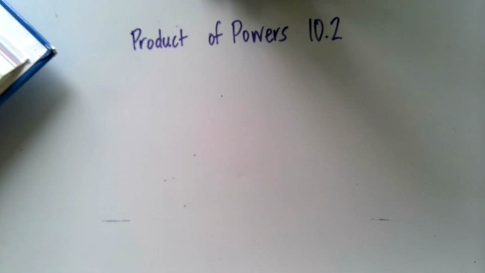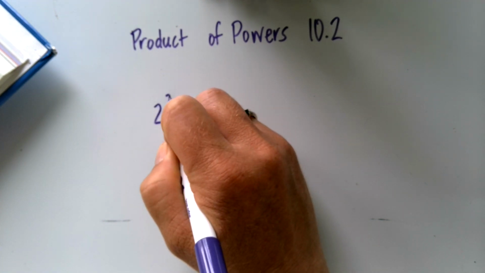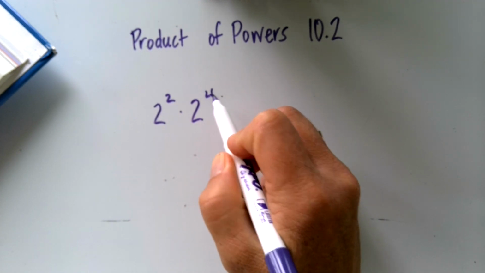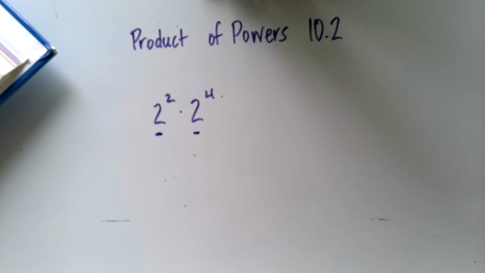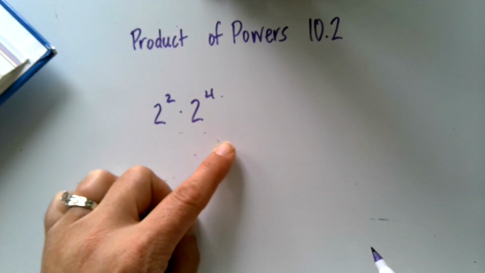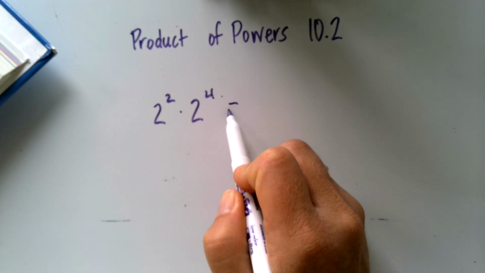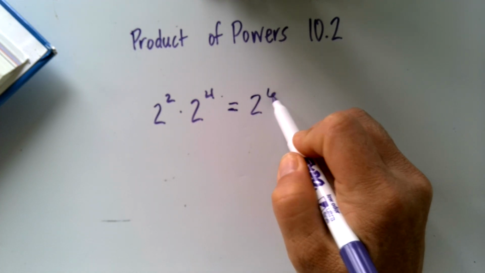So the first thing we're going to do is talk about whether you have a similar base or not. So if we have 2 to the second times 2 to the fourth, when we are talking about the base, we mean this number that's raised to some power. So here we do have the same base. So when you are multiplying the same base, what you end up doing is adding your exponents. So this would end up being 2 to the sixth.